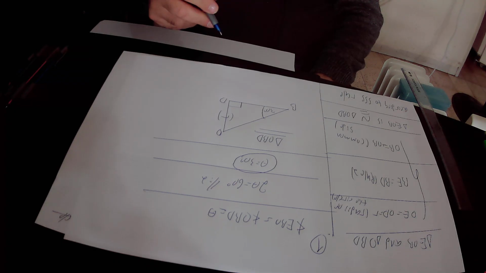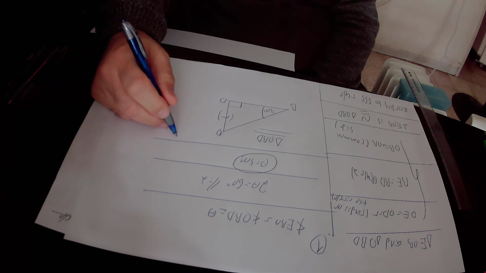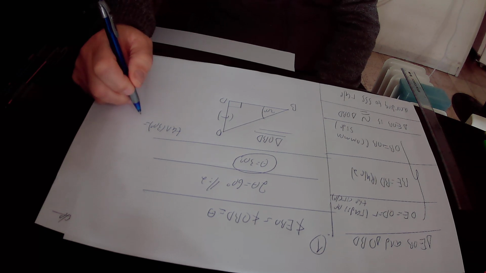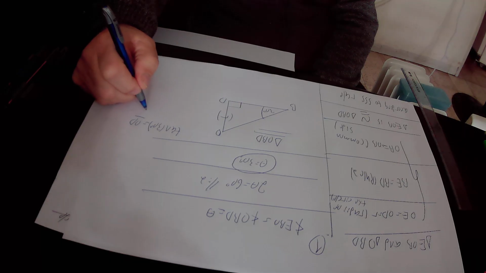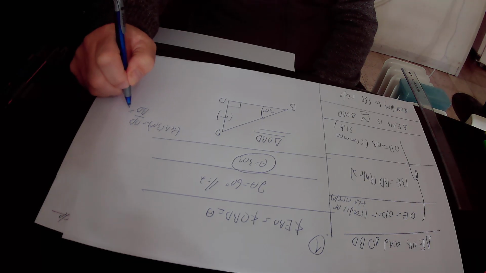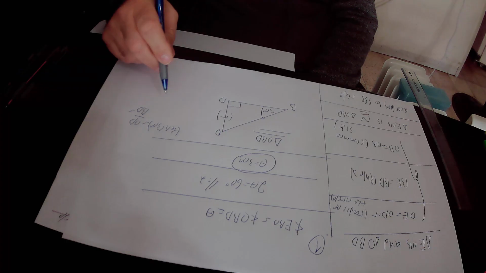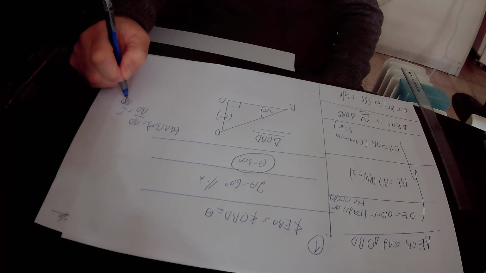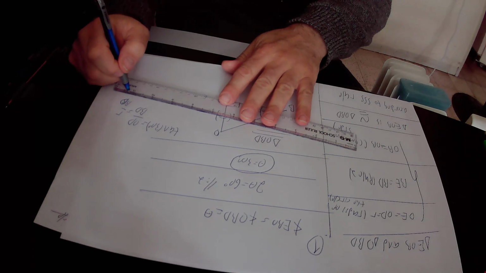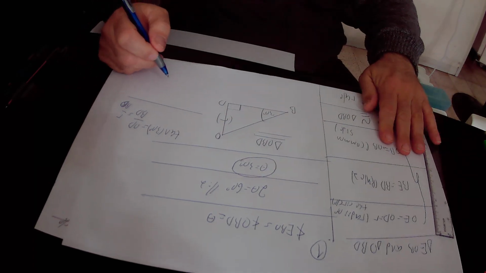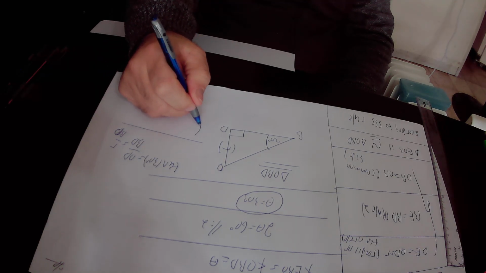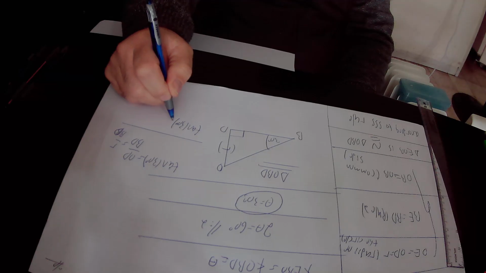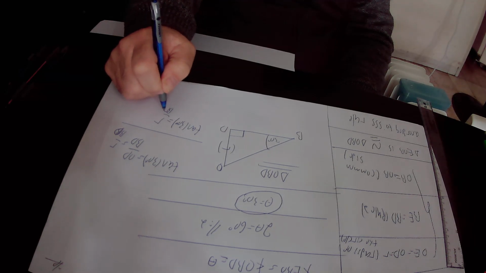So in this right triangle OBD, tangent 30 degrees equals OD over BD. OD is R, so it is R over BD. In conclusion, we found that tangent 30 degrees equals R over BD.